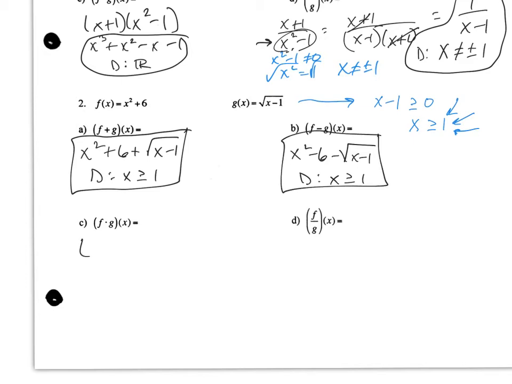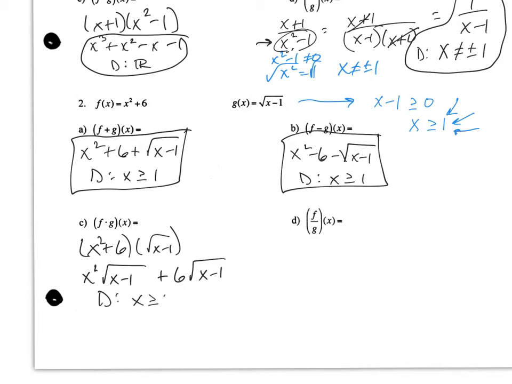Multiplying, now this, we're going to multiply this. You may argue and say you can't really multiply it, and you really can't, but we can sort of distribute it and clean it up a little bit. So x squared times the square root of x minus 1 plus 6 times the square root of x minus 1. We haven't added any new information. By that I mean there's not another denominator, there's not another radical, so our domain restriction will continue to be the same.